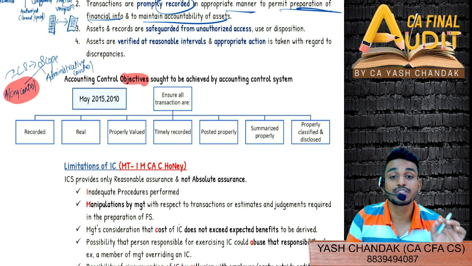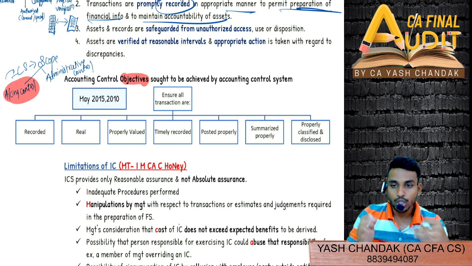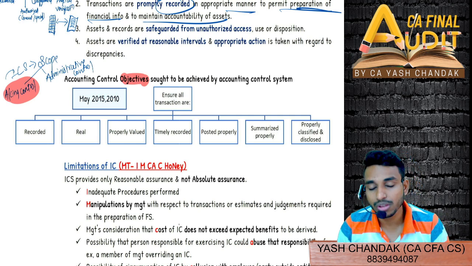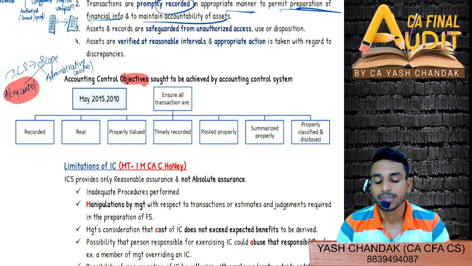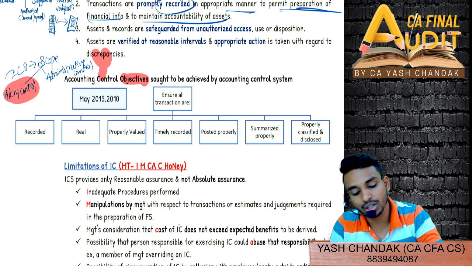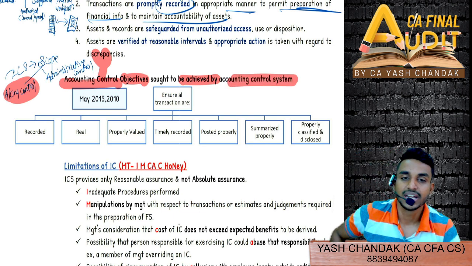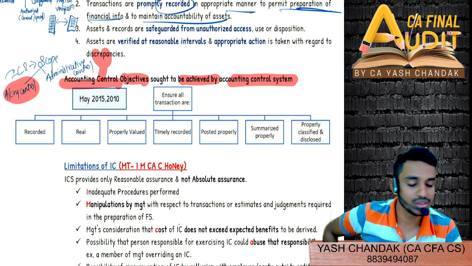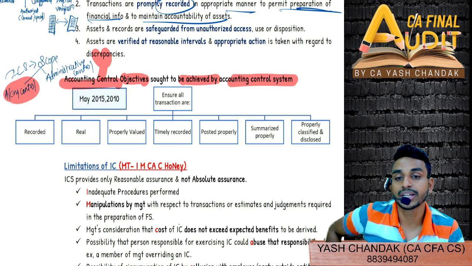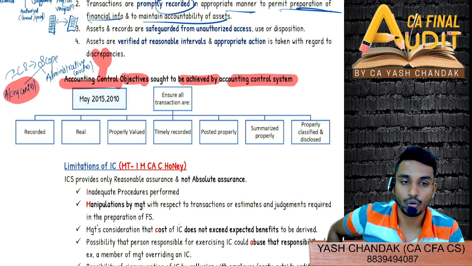But specifically with respect to accounting control objectives, whatever controls might be there in your SAP or your accounting software, whatever be the case, there you have to see not administrative but only what accounting control objectives are sought to be achieved by the accounting control system. Definitely right. It can be achieved only through an accounting system.